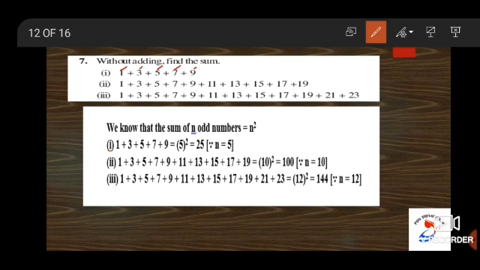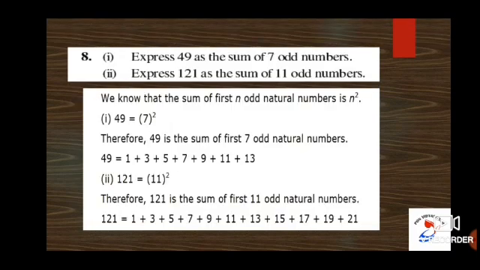We know that the sum of n odd numbers equals n square. So as we have used 5, it is 5 square. So the answer is 5 square, that is equal to 25. For subdivision 2, 10 numbers are used. So 10 square is 100 because n is equal to 10. For the third subdivision, n is 12. So n square is 144. So we are doing this sum based on the property that the sum of n odd numbers equals n square. We will move on to the 8th problem.